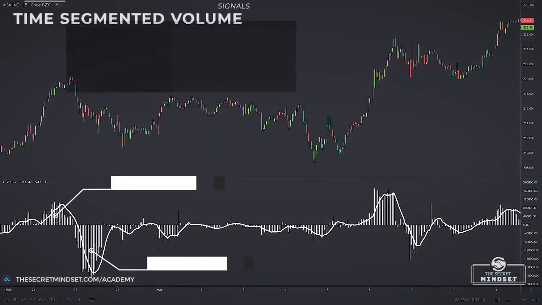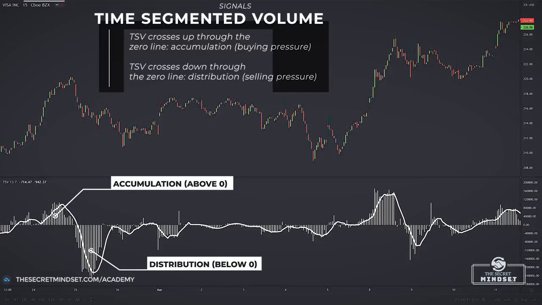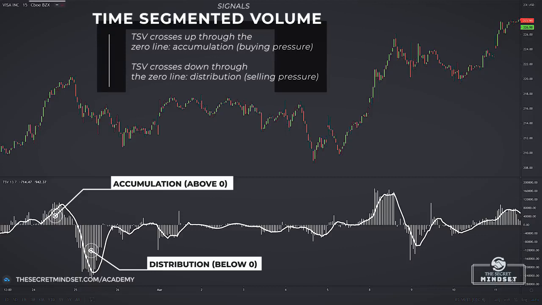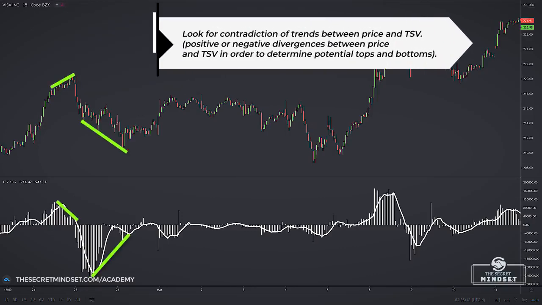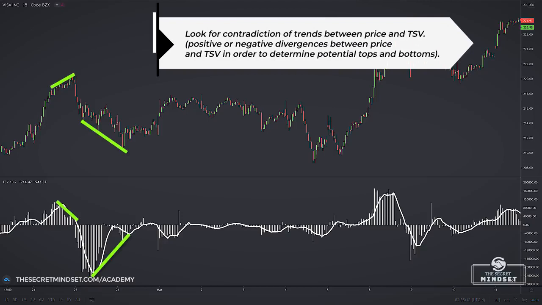When TSV crosses up through the zero line, it signals positive accumulation or buying pressure. This action is considered bullish. Conversely, when TSV crosses below the zero line, it indicates distribution or selling pressure, which typically precedes a move down in price. An important aspect to look for when reading the TSV is a contradiction of trends between price and TSV. Look for positive or negative divergences between price and TSV in order to determine potential tops and bottoms.